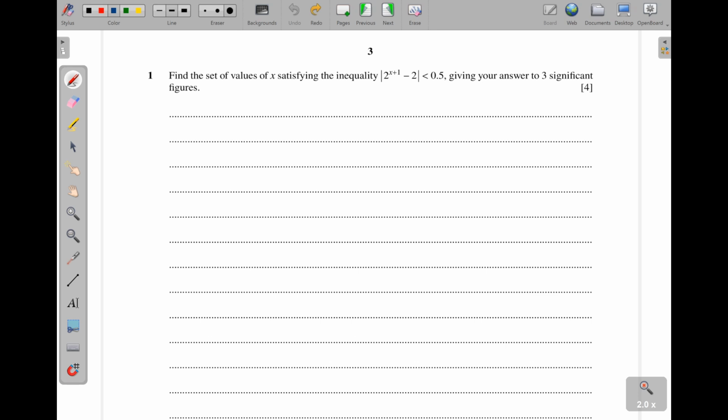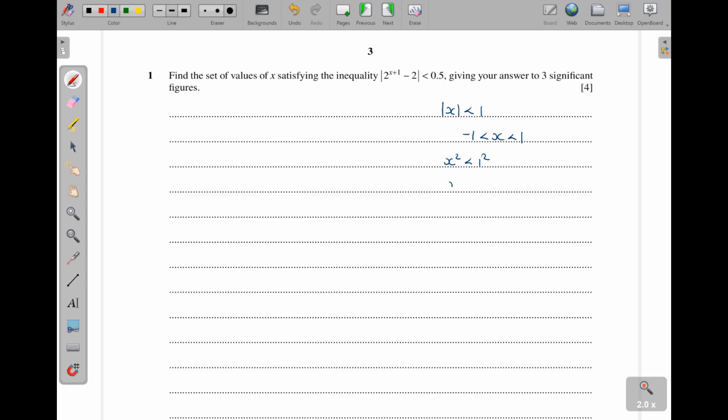We know that if I have the modulus of x, let's say, is less than 1, then this is the same as saying -1 less than x less than 1. Where does it come from? I can square both sides, and then I have x squared less than 1 squared.